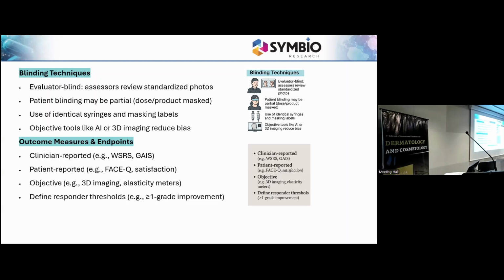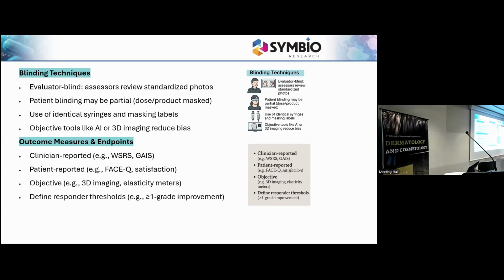Working in the clinical trial industry, we have easily seen that the placebo looks exactly like the active treatment; treatment B looks exactly the same as treatment A. So there are techniques. I think packaging has a lot to do with it, as we discussed, in presenting and trying to mask it as much as possible. Then objective tools like AI or 3D imaging also reduce bias.